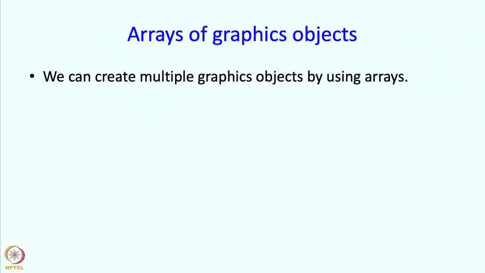Indeed, we can. If I create an array, we will end up creating multiple graphics objects. For example, I can write turtle T[3] and that gets me an array of turtles, 3 turtles in particular. If I write such a statement, it has to appear after I write initCanvas, because when I create the array of turtles, the turtles will be created on the canvas as well. So, such a statement has to appear after I have executed initCanvas.